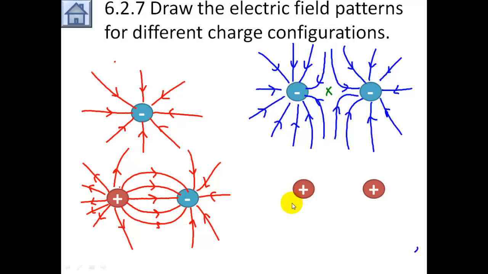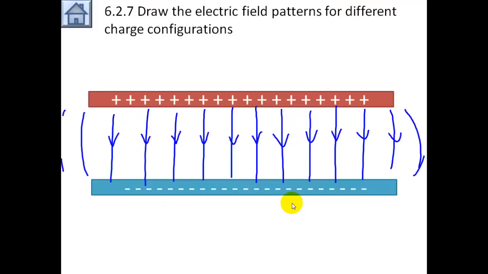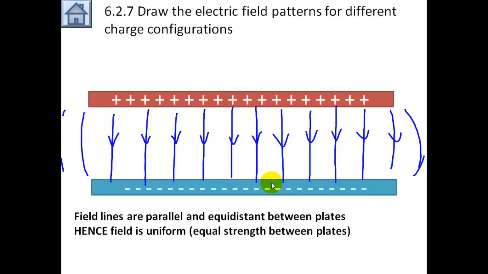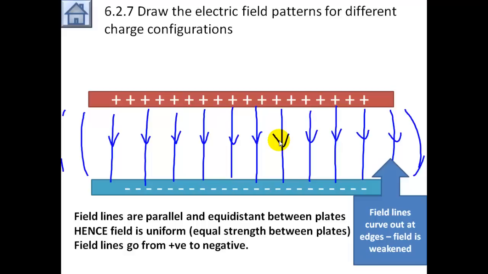Now we need to draw the electric field pattern between two parallel plates. The field lines are parallel and equidistant between the plates. Notice the distance between them is the same and they're parallel. And what this means is that the field is uniform. And another thing to note is that the field lines go from positive to negative, because that's the direction felt by a small positive test charge. At the edges of the plates, however, the lines curve out, and it means that the field is weaker there.